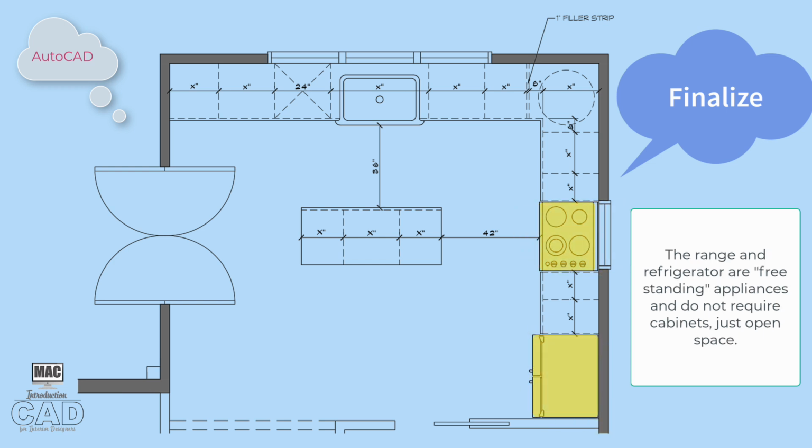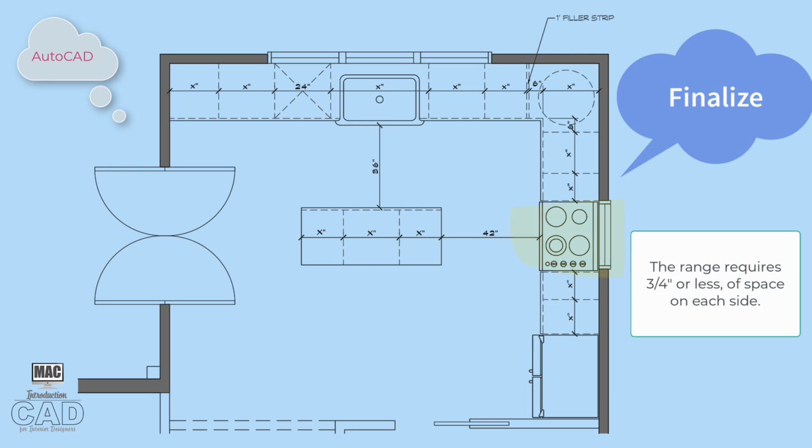The refrigerator and range do not require cabinets. Both appliances are freestanding. You will design the cabinets around the open space for the appliances. The range will need 3/4 of an inch or less of space on either side, and the refrigerator can be located in the remaining open space at the end of the run of cabinets. Don't forget to divide up the cabinets that make up the island configuration too. To finalize the plan for this phase of the design process, you will need to dimension each cabinet and the clear floor space between the island and main kitchen elevations.